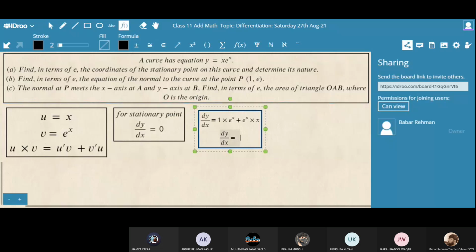Okay, e power x plus, if I multiply this, x e power x. Okay, what is the next step? dy by dx is equal to. At the stationary point we have to find out, so the derivative should be equal to 0. So I have written derivative is equal to 0. So e power x plus x e power x should be equal to 0.